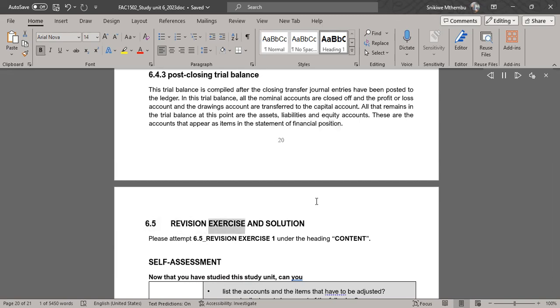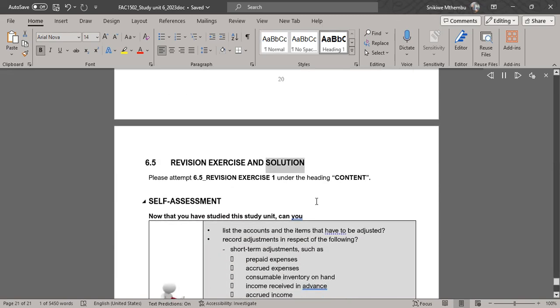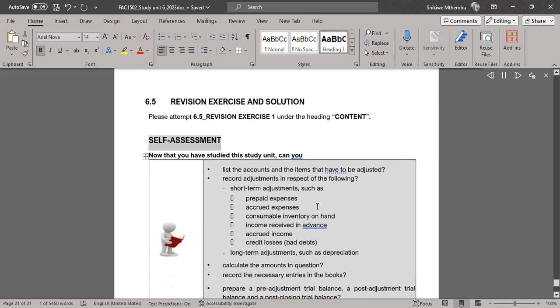6.5 Revision exercise and solution. Please attempt 6.5 revision exercise 1 under the heading Content. Self-assessment and solution. Now that you have studied this study unit, can you list the accounts and the items that have to be adjusted?